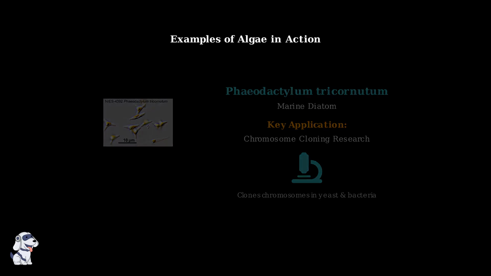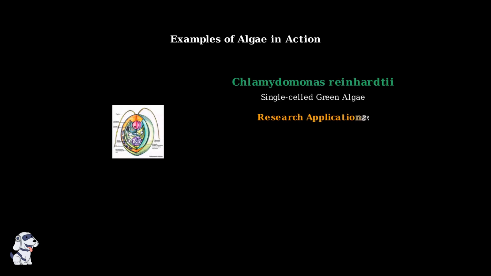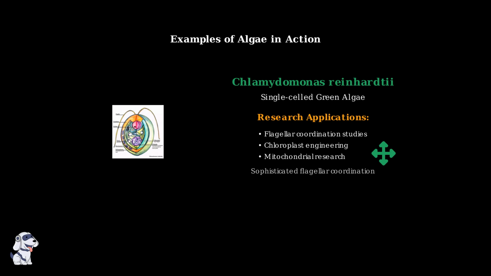Next, we have Chlamydomonas reinhardtii, a single-celled green algae that has become a model organism for studying cellular processes. This green algae is particularly valuable because it has two flagella for movement and a well-defined cellular structure that makes it perfect for studying flagellar coordination and chloroplast engineering. Recent studies have shown that this algae coordinates its flagellar beating in a sophisticated way, with one flagellum leading and the other following, creating efficient swimming patterns.